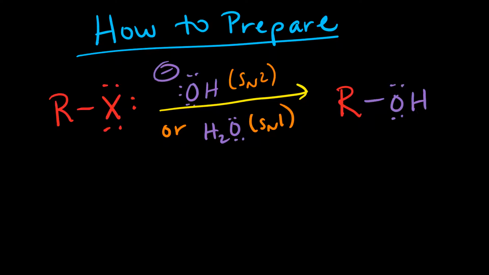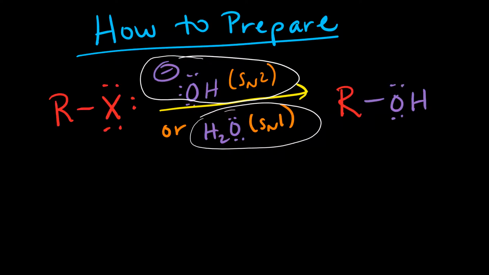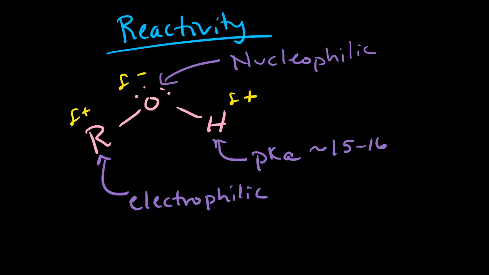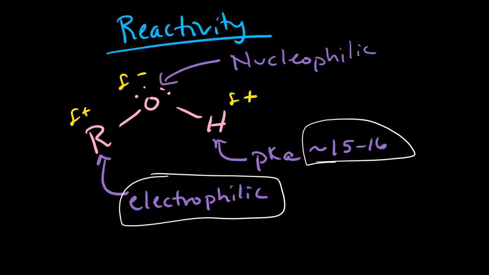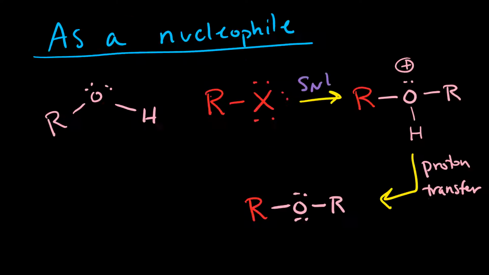We've already learned how to prepare alcohols from alkyl halides by using either hydroxide to do an SN2 substitution or just water to do an SN1 substitution. Let's map out the reactive sites of the alcohol. We have the fairly acidic proton with a pKa of 15 or 16, and we know that we've been able to deprotonate that with a number of bases. But we also have an electrophilic carbon here and a nucleophilic oxygen.